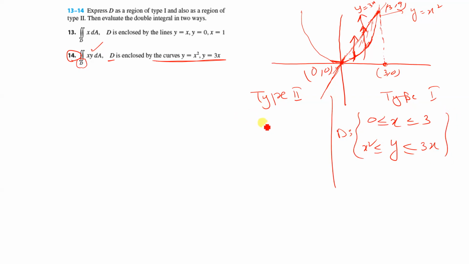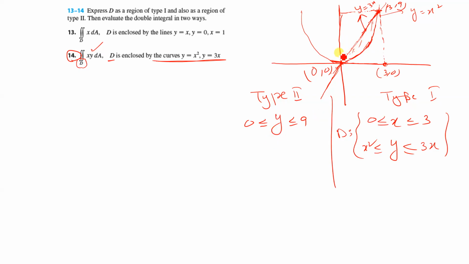And for type 2, the variation for y, we have to find the range for y values. So let's draw a horizontal line here. So y values are bounded by these two lines. That is, y lies between 0 and 9, because at this point y is equal to 9.